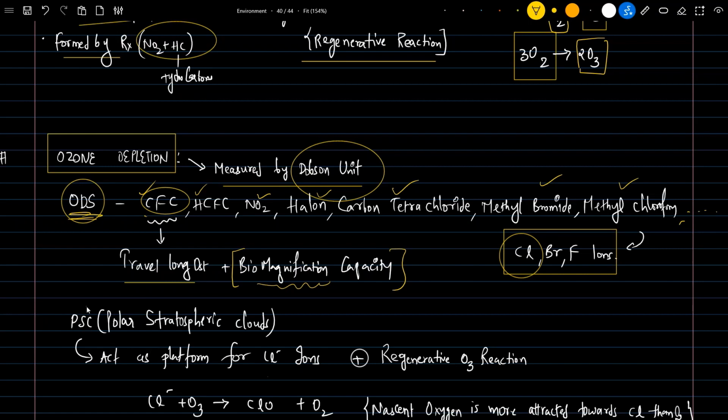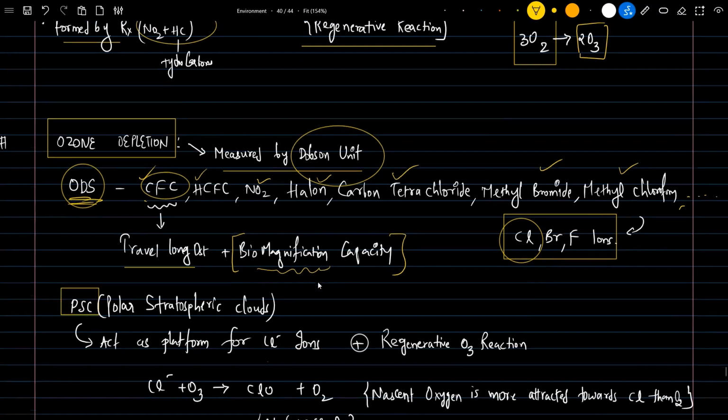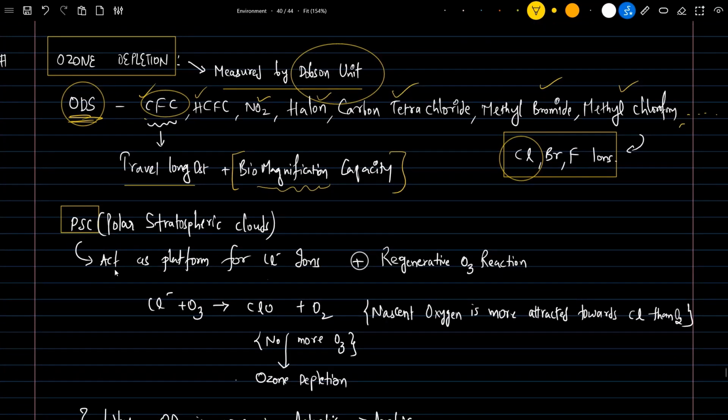These are ozone depleting substances. Another thing we need to understand is polar stratospheric clouds. So what are these? Basically, these act as a platform for chlorine ions. So this is the Earth at a polar region. Let's consider currently it as the Arctic region. It is the same for the Antarctic region. In a polar stratospheric cloud, let's say there is a cloud formation and ozone depleting substances are released. Let's say chlorine is released. These chlorine ions get attached to the polar stratospheric clouds.